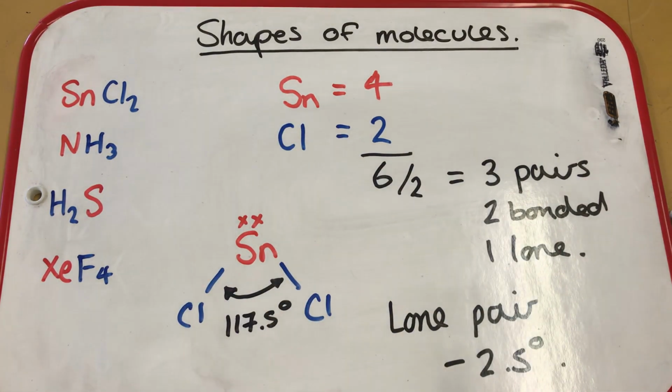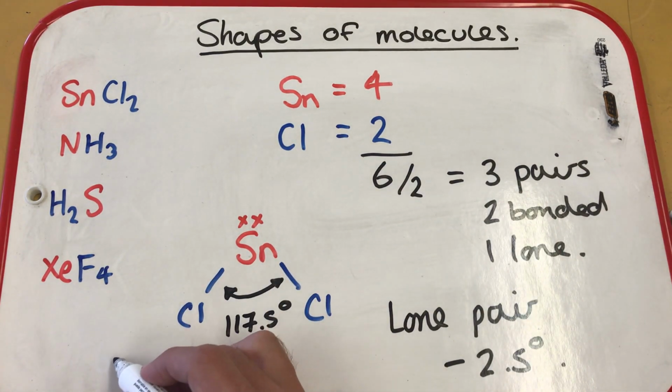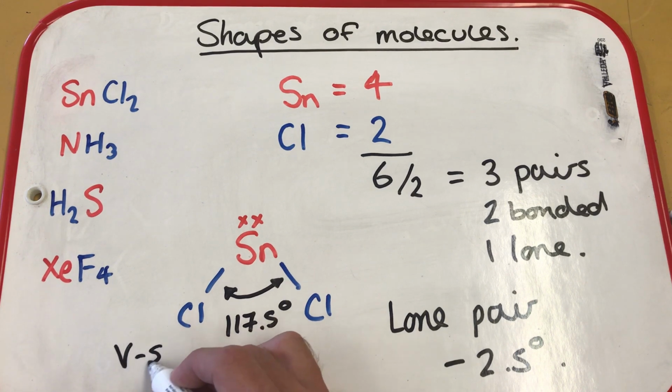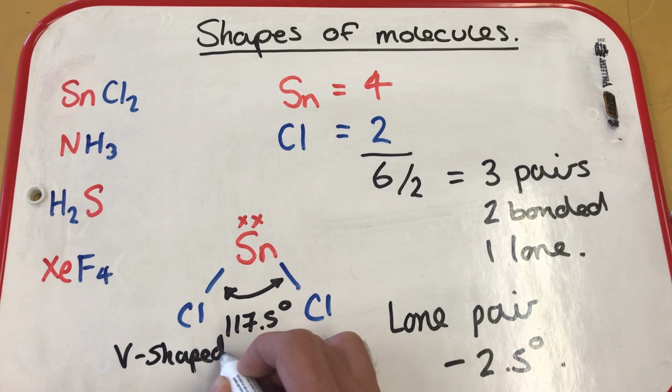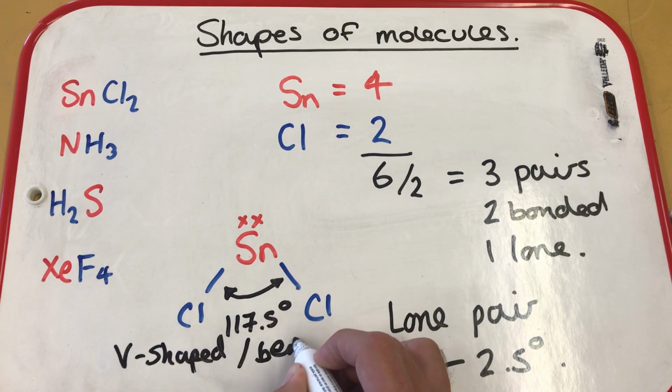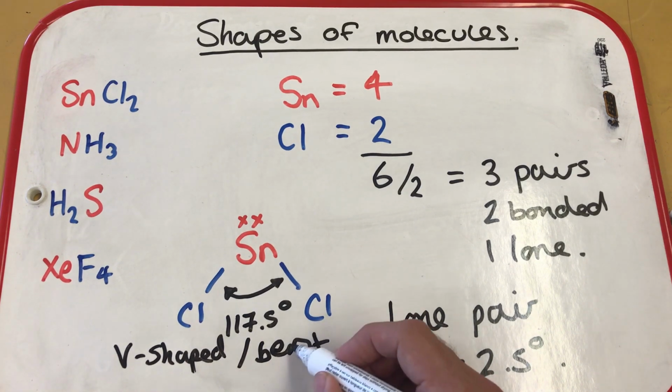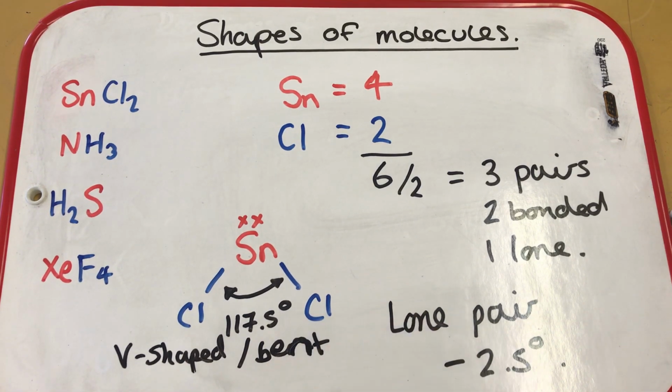Now we can call this one of two things. We can call it V-shaped or bent. Have a look at your syllabus. So that's bent. You have a look at your syllabus to see what they'd rather call it, but this is either a V-shaped or bent. So that's having a look at when we've got one lone pair of electrons.